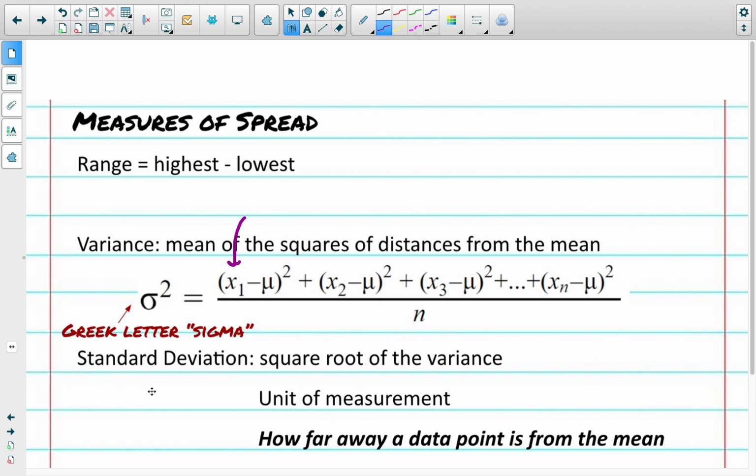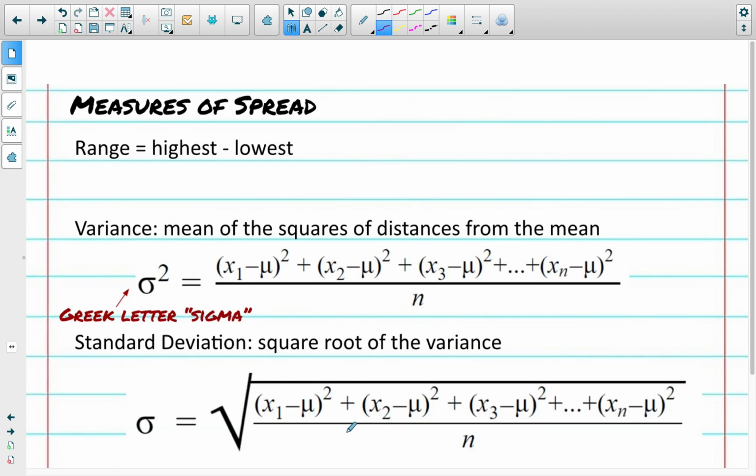Okay? And the standard deviation is the square root of the variance. So we just take the square root of this big formula to get the standard deviation. It is a unit of measurement, and it's how far away a data point is from the mean. Here's our formula for standard deviation. It's the exact same as what's above for the variance. I just put a big square root around it.